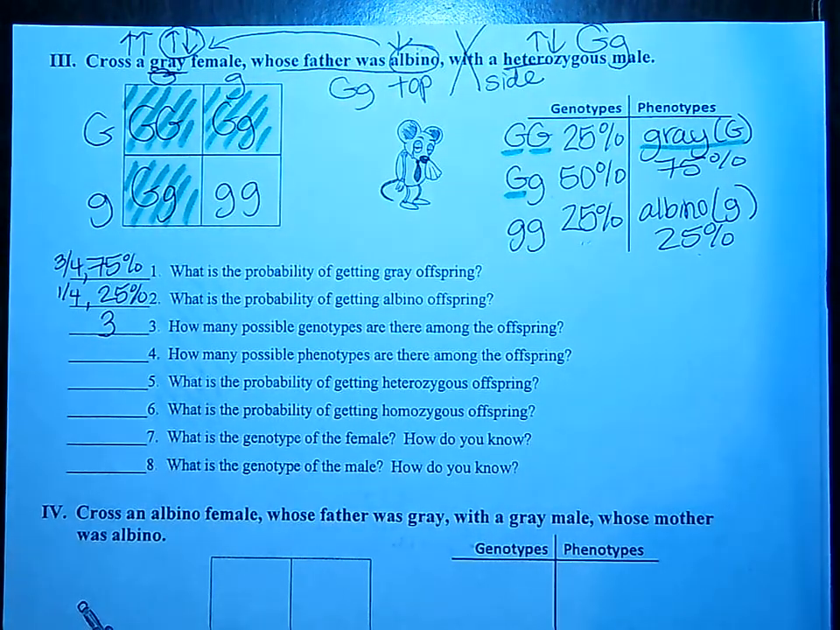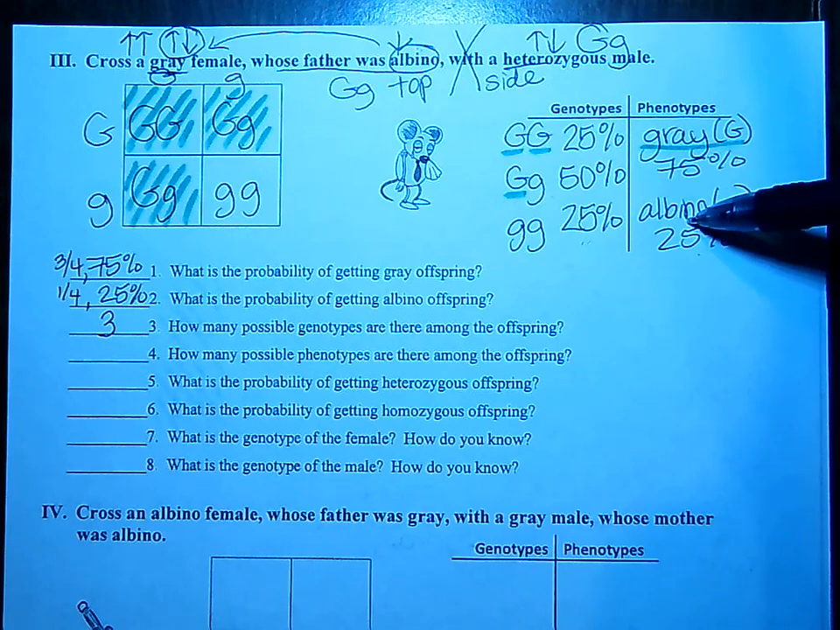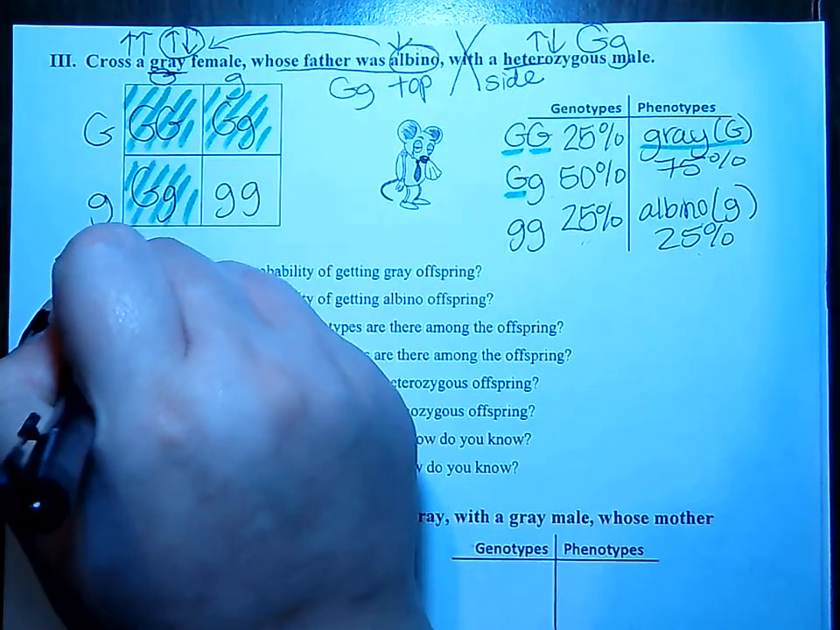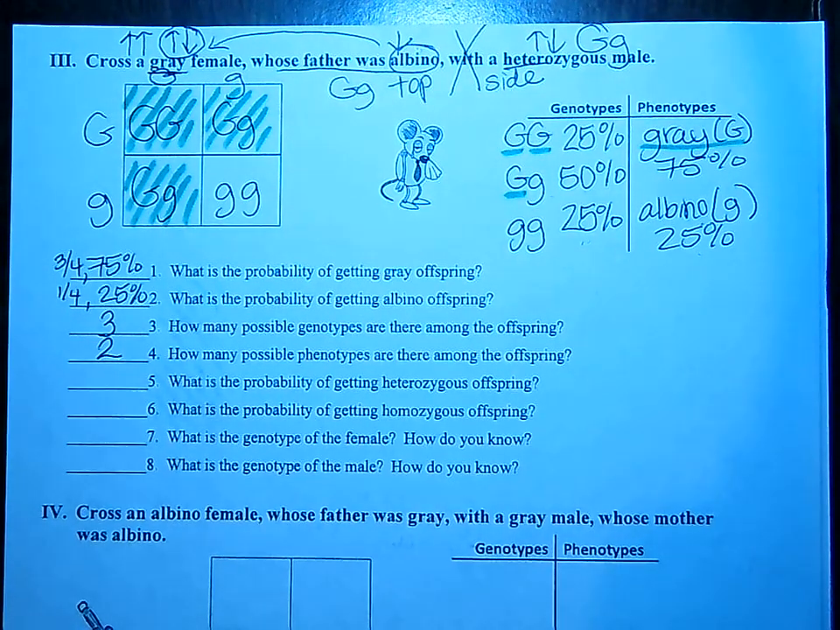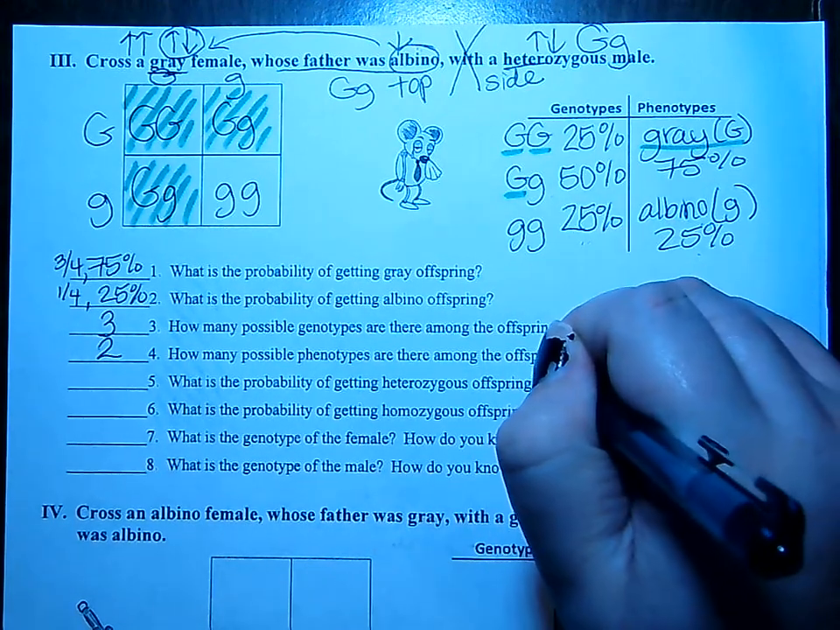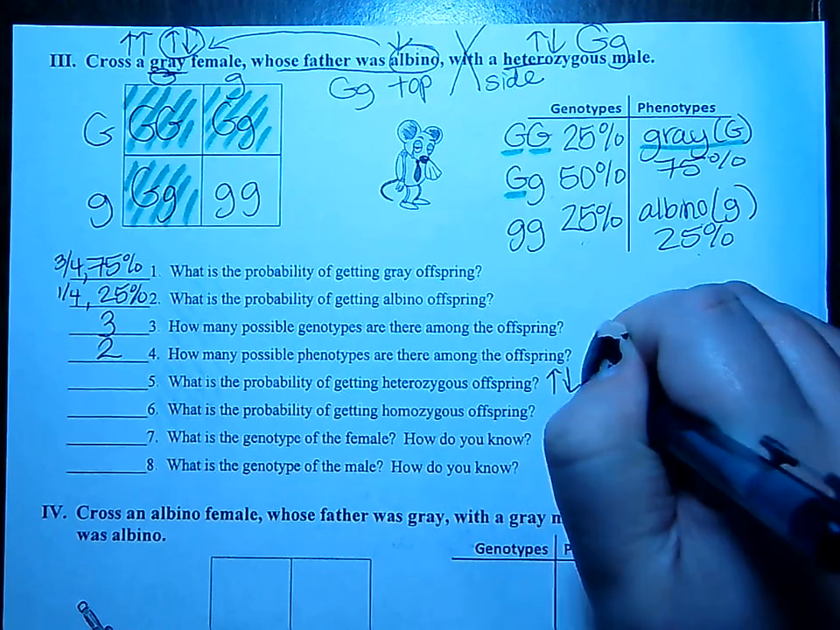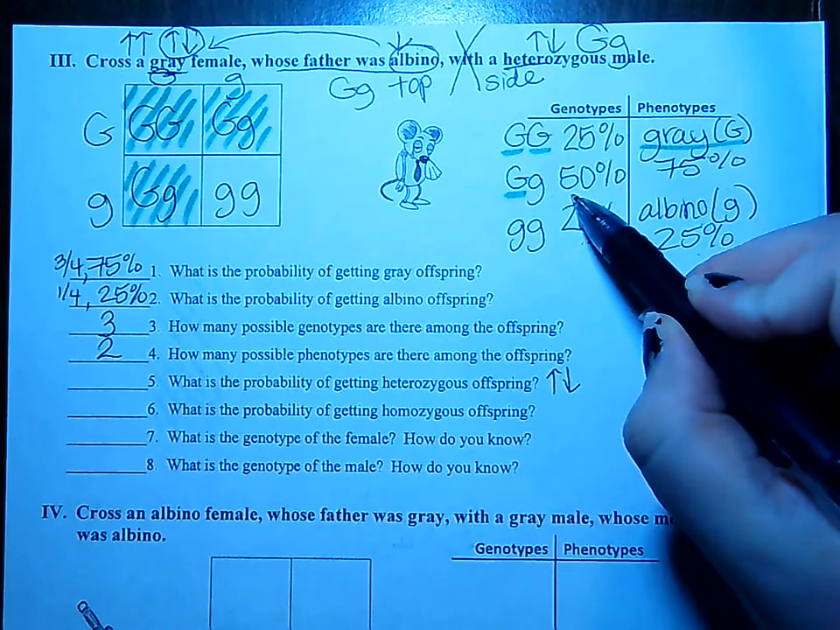How many possible phenotypes are there among the offspring? Well, both of our phenotypes have a value. So yet again, you have 2 possibilities. Number 5, what is the probability of getting heterozygous offspring? Remember, heterozygous means big little. So that was 50%.